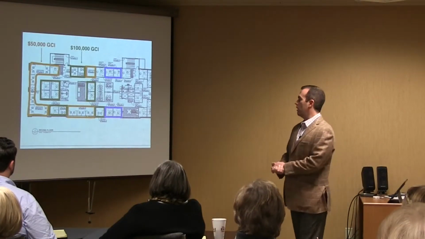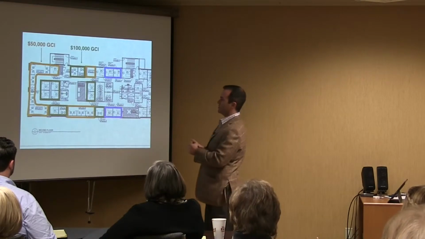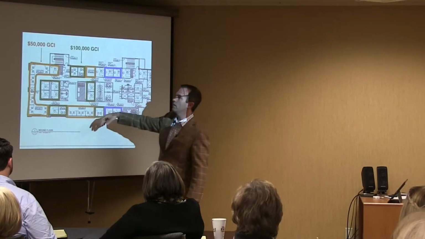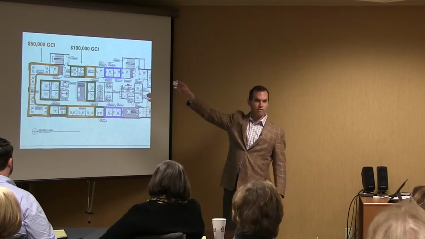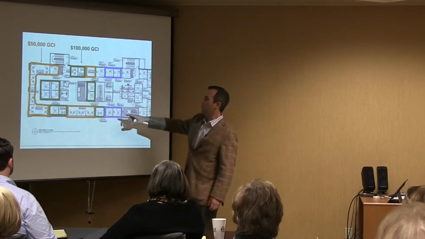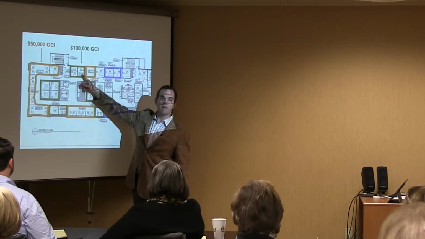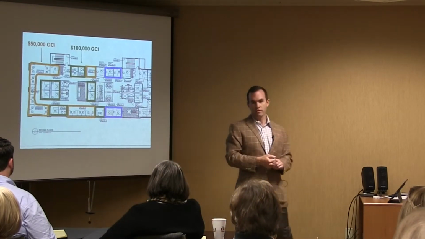Okay? So let's talk about office space. Remember, the orange are all the open work areas. Some of these are semi-private spaces. Some of them are more benching spaces. And to be able to have your own permanent space in the orange area, you have to have an average GCI of $50,000. For the private offices, and there's 11 of these, you have to have a GCI of $100,000.